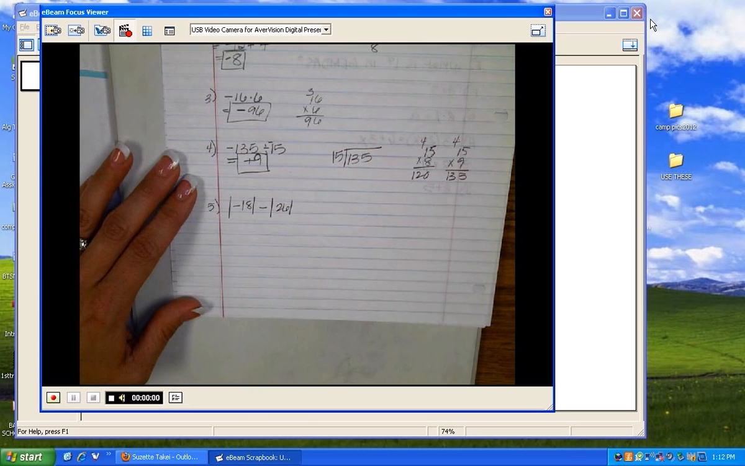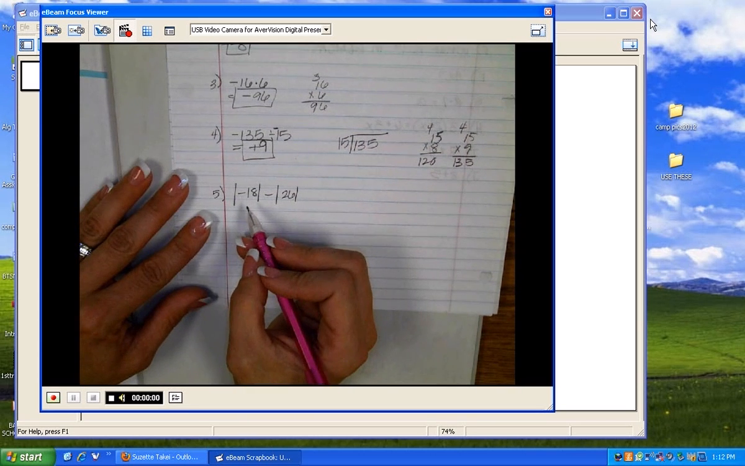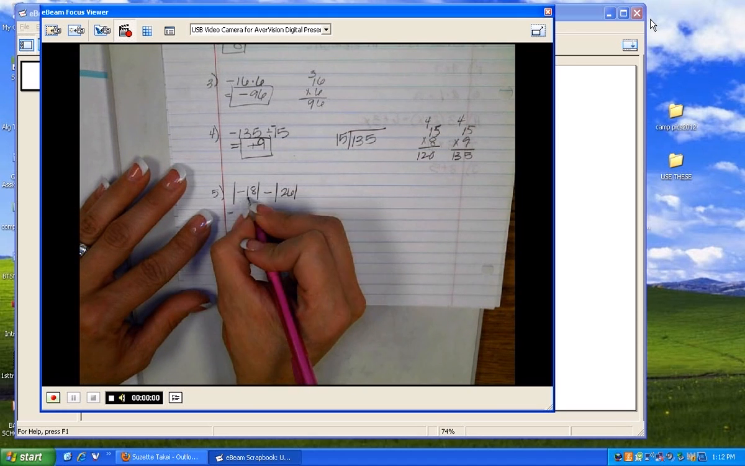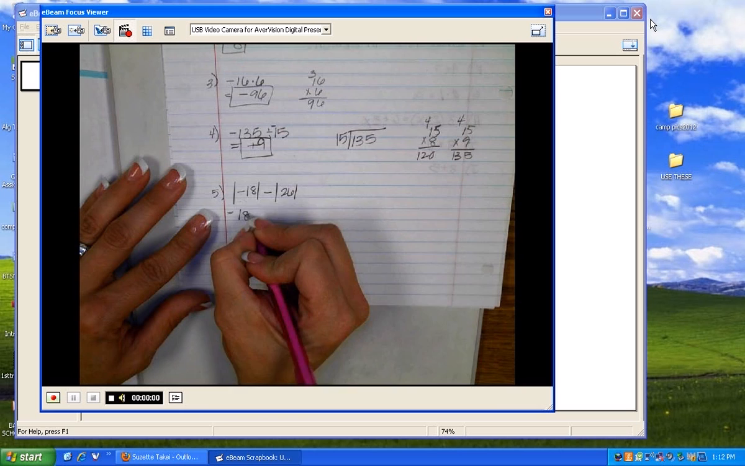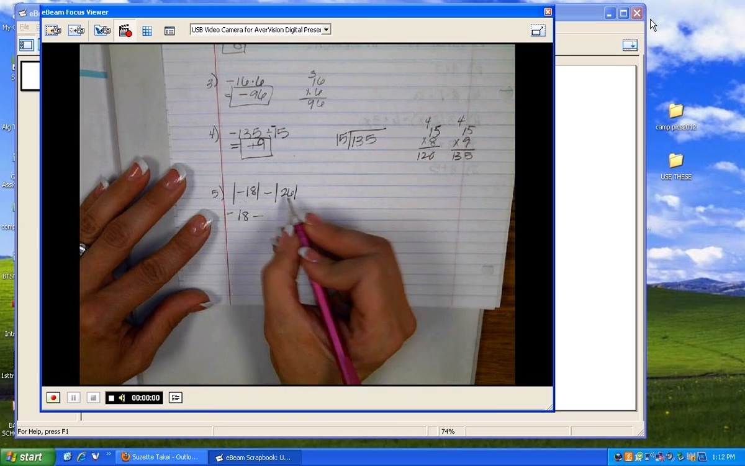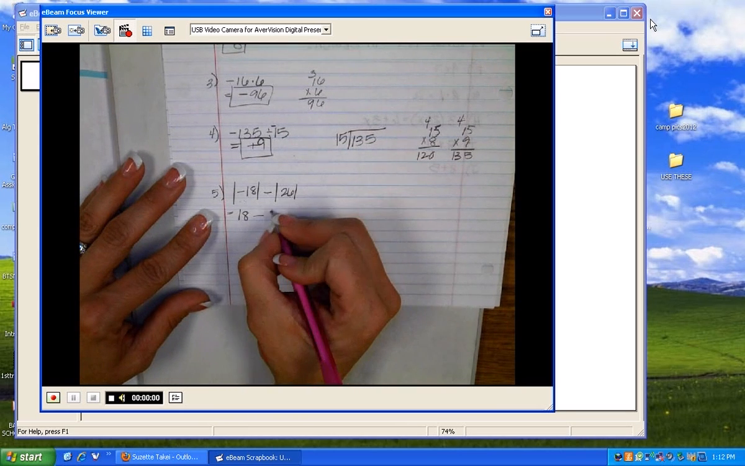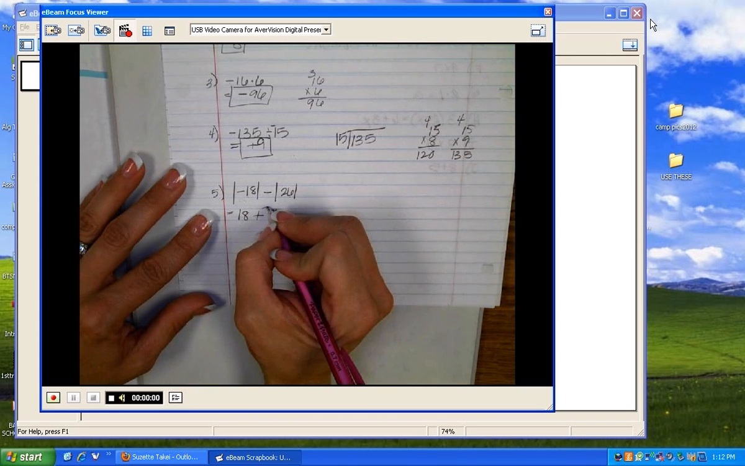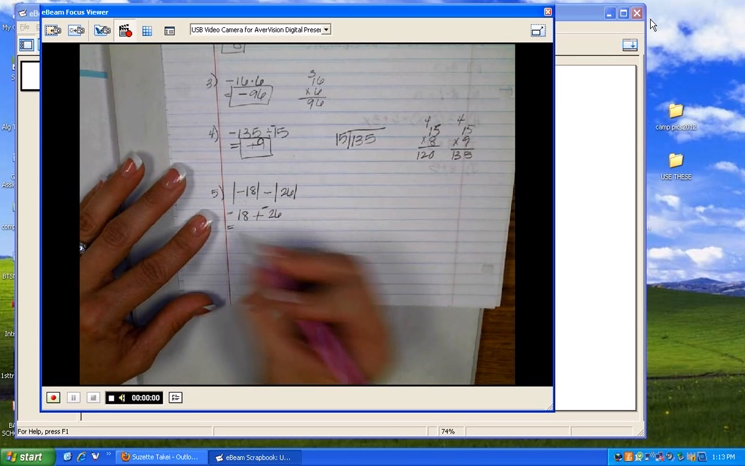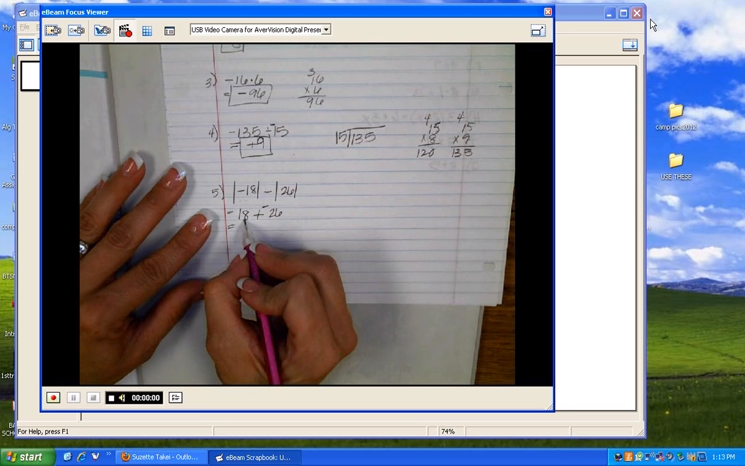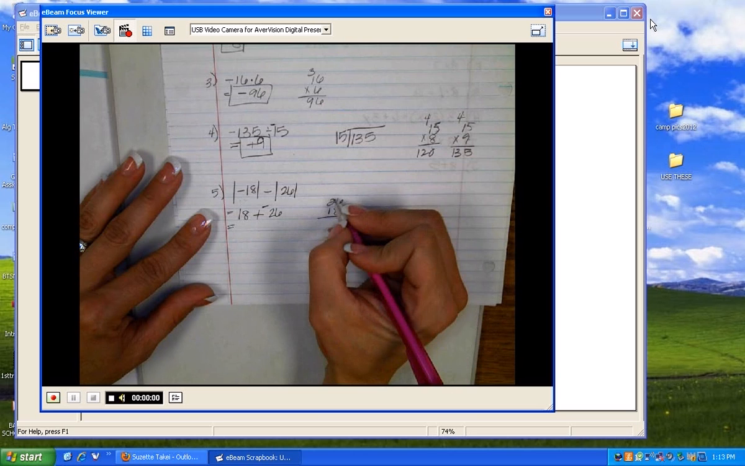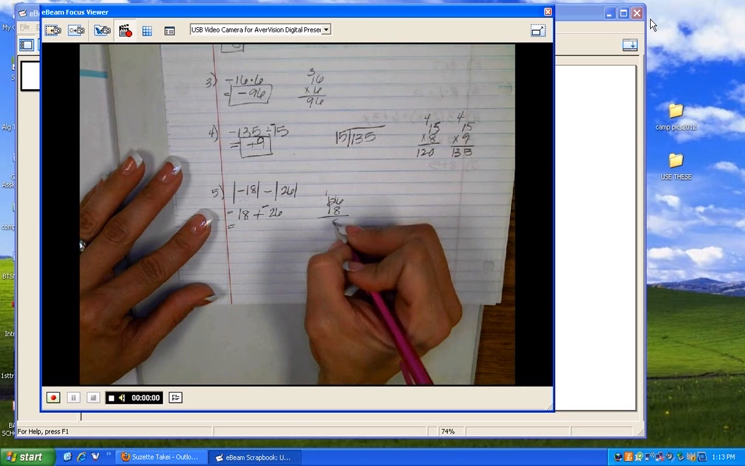Now in order to solve this problem, you have to do your grouping symbols first, so I need to pull out my value. The absolute value of negative 18 is 18. Keep my subtraction sign. The absolute value of 26 is 26. Okay, and now I don't subtract in algebra, I add the opposite. So I have 26 negatives and I'm adding them to 18 positives, which means I am really subtracting. And when I subtract and I borrow, I end up with 8.